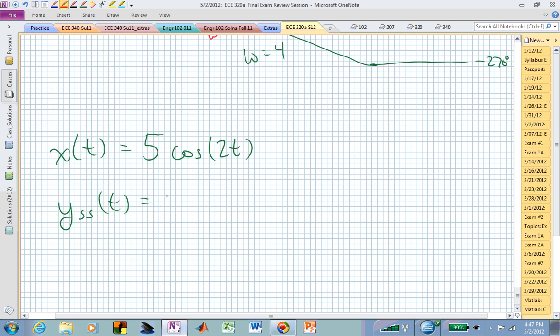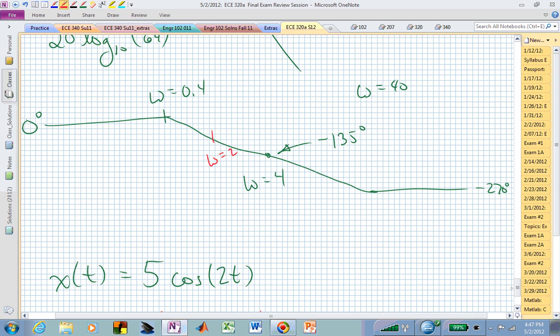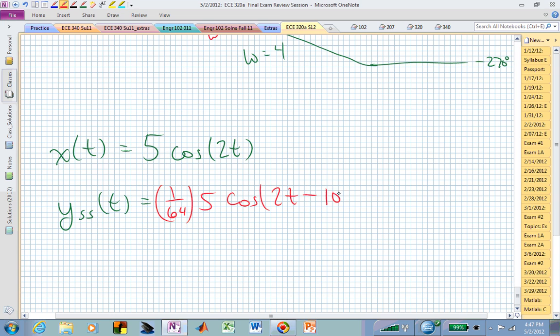Meaning this would now be 1 over 64 times 5 cosine of 2t, and what else do we need to know? We now need to know what this phase is, and let's just, for grins, say that's approximately minus 105 degrees. And so now we have minus 105 degrees. And that's now your sinusoidal steady state response due to an excitation of 2 radians per second of a cosine with an amplitude of 5.